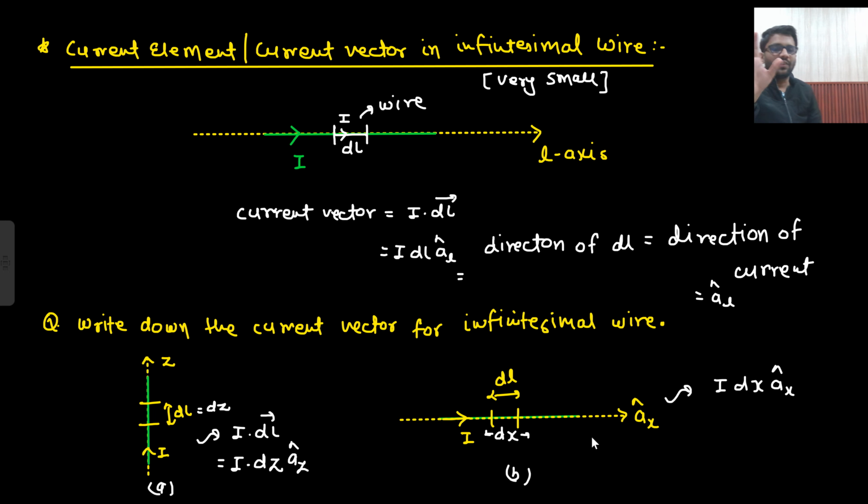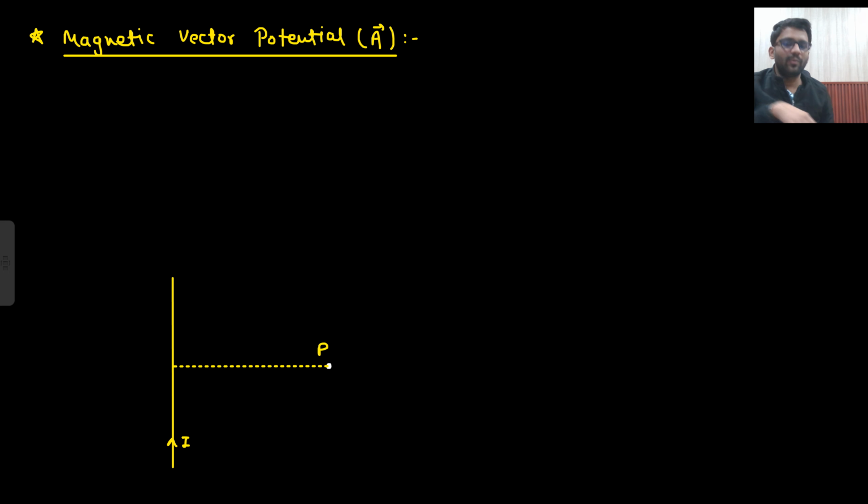So this current vector will be used somewhere. Where will it be used? Magnetic vector potential, have we seen it? Yes, when we were studying Maxwell's equations, we solved a problem on magnetic vector potential, and I told you later on it will be used somewhere. It will be used in our antenna chapter. So what is magnetic vector potential?